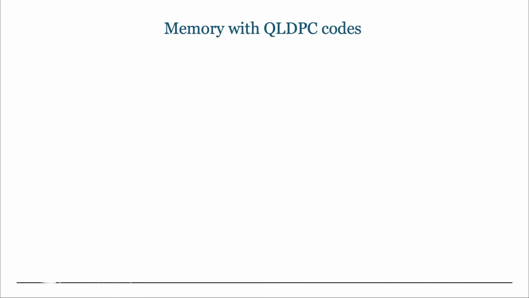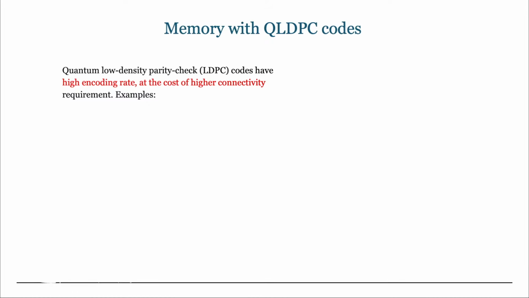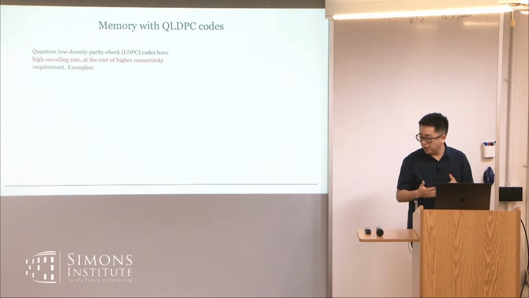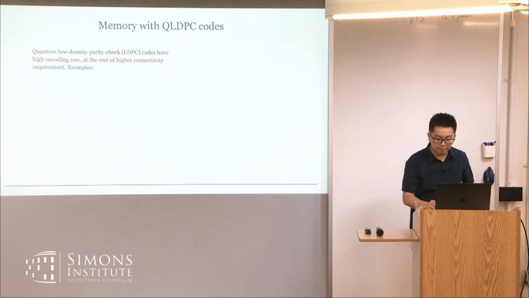So let's start with memory. A lot of these memories are done with LDPC codes. I guess this is a good time to explain that LDPC stands for low density parity check. These are codes that have high encoding rates but have higher connectivity requirements than surface codes. So when I say higher connectivity requirement, I really mean it's harder to build in hardware.